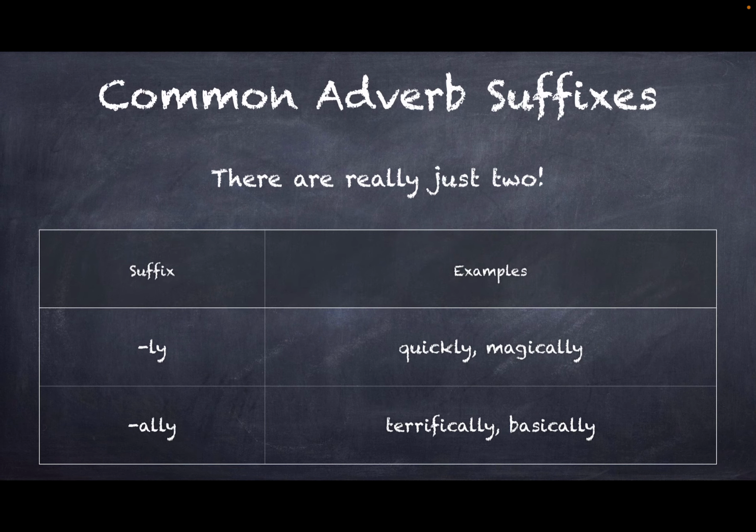There are really just 2 common adverb suffixes: ly, which is probably 90% of adverbs, as in quickly or magically, and then ally, as in terrifically or basically. And really the only time that we use ally is when the adjective ends in ic. So terrific or basic, those two adjectives end in ic, so we add ally, but most other adjectives take ly. There are some adverbs that don't have ly endings, for example, fast or always, but most adverbs end in ly.